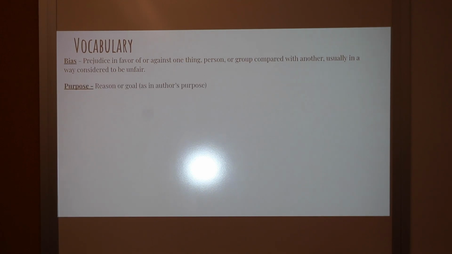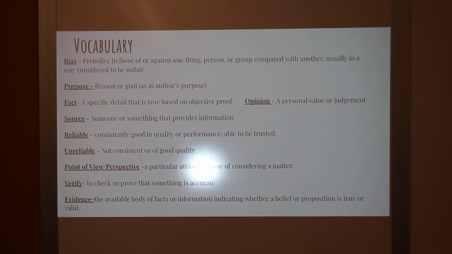First, let's start with some vocabulary terms that are helpful. Bias is our first vocabulary term. Prejudice in favor of or against one thing, person, or group compared with another, usually in a way considered to be unfair. Purpose, reason or goal as in the author's purpose. Fact, a specific detail that is true based on objective proof. Opinion, a personal value or judgment. Source, someone or something that provides information. Reliable, consistently good in quality or performance, able to be trusted. Unreliable, not consistent or of good quality.